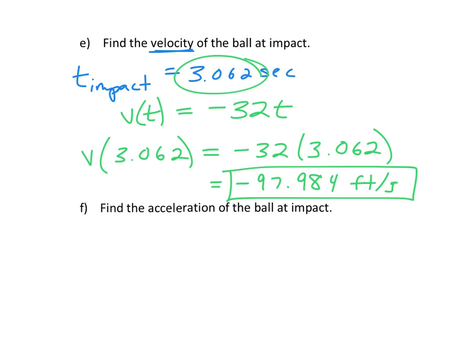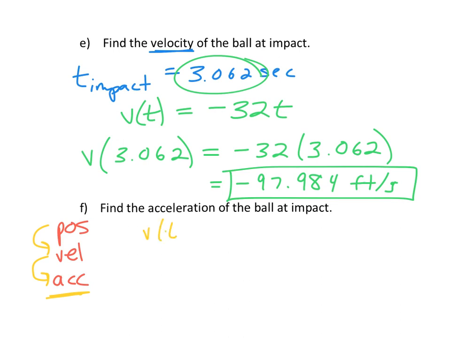Okay, last one says find the acceleration of the ball at impact. So now if I'm finding acceleration, think about your ladder. You had position, velocity, acceleration. To go from one step at the top to the next step, I took a derivative. Then to go from velocity to acceleration, we have another step. So I need to take the derivative of velocity to get to acceleration.